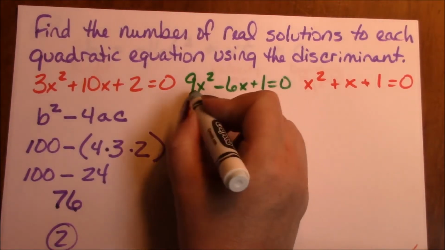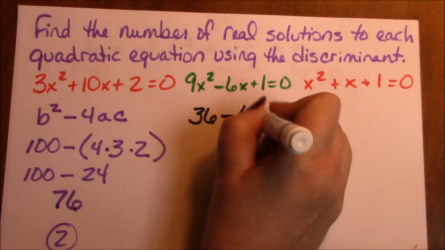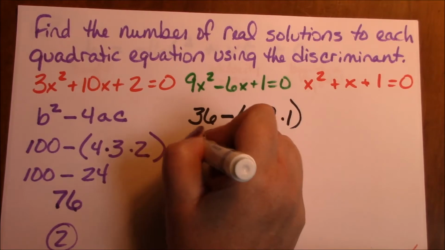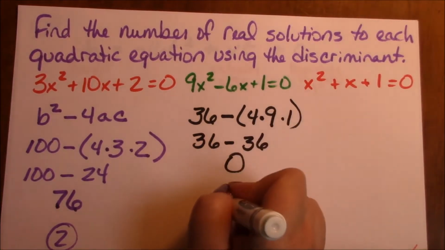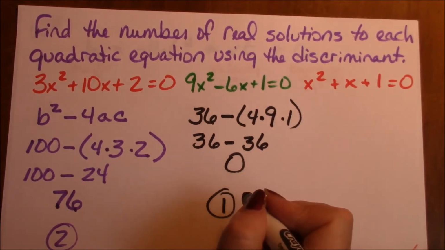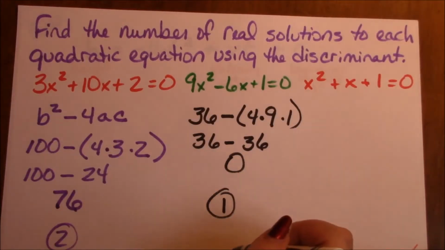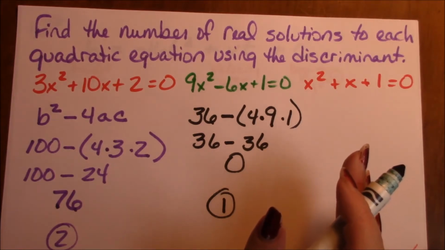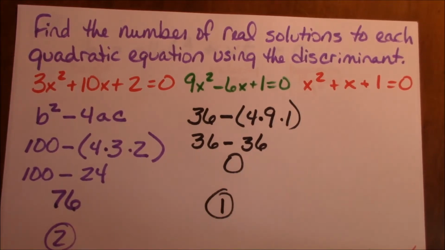b squared minus 4ac. b squared is 36 minus 4 times a times c. 36 minus 36 is 0. So this is only going to have one solution. It's going to be on that x-axis somewhere. So when we solve for this, when we do the whole quadratic formula, x is only going to equal one thing. All right, last one.